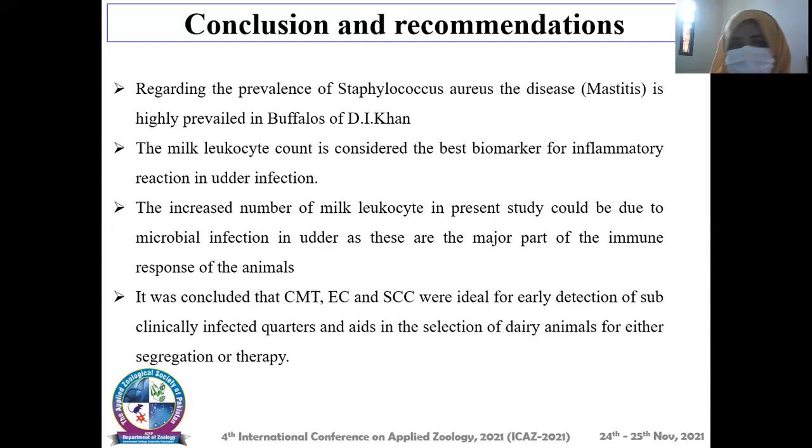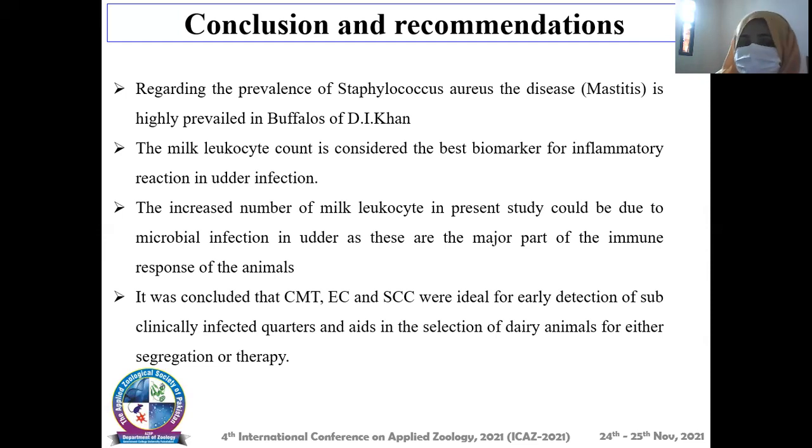Conclusion and recommendations. Regarding the prevalence of Staphylococcus aureus, the disease mastitis is highly prevalent in the buffaloes of the study area. The milk leukocyte count is considered the best biomarker for inflammatory reaction and other infection. The increased number of milk leukocytes in the present study could be due to microbial infection, as these are the major part of the immune response of the animal.